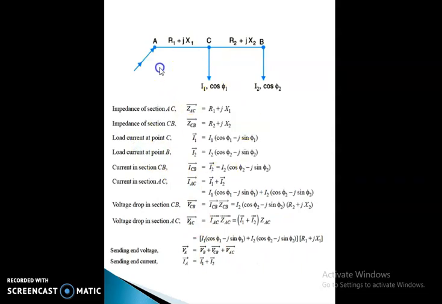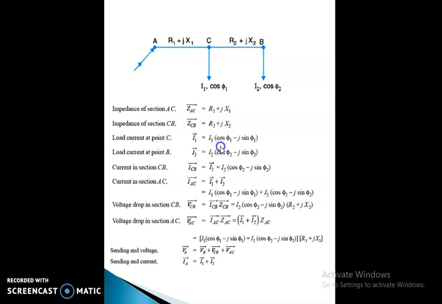So this one is a distributor fed at a single end point. The first load is at point C and the second load at point B. The load here is I1 with power factor cos phi 1, and the load here is I2 with power factor cos phi 2. So this impedance is R1 plus jX1 and this impedance is R2 plus jX2. Impedance of section AC, ZAC, is equal to R1 plus jX1. Impedance of section CB is R2 plus jX2.